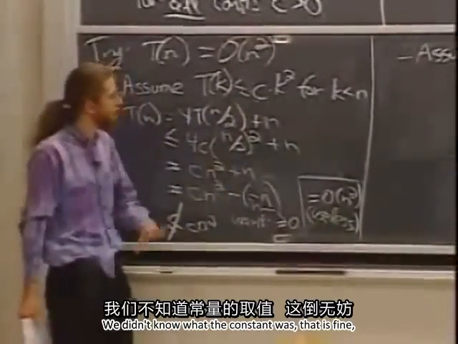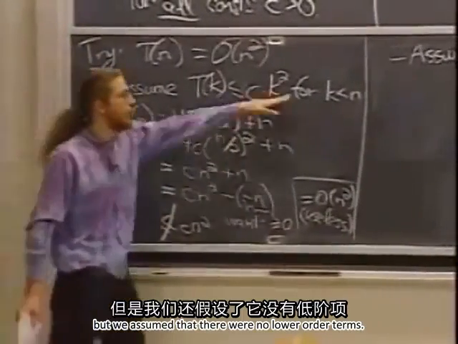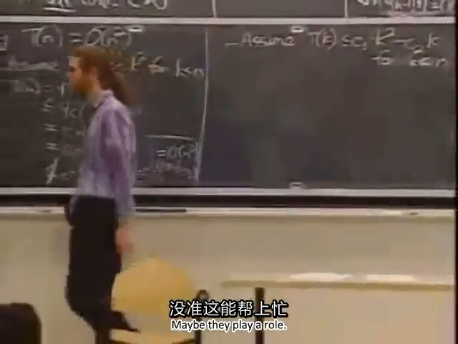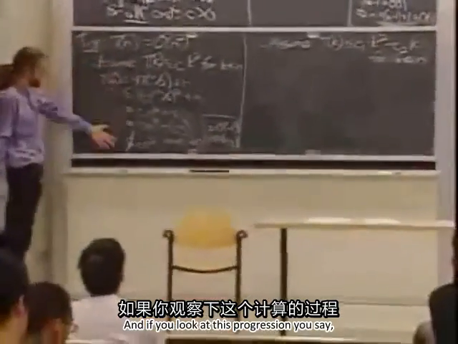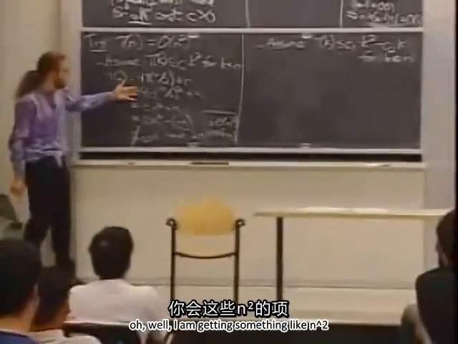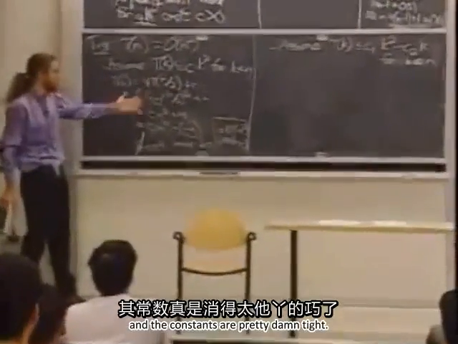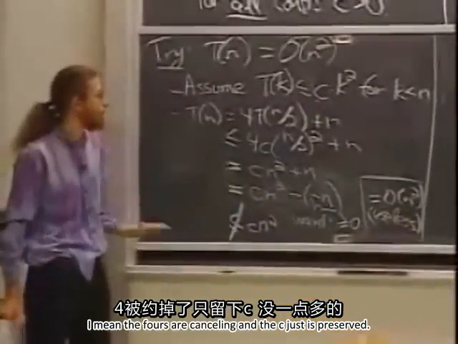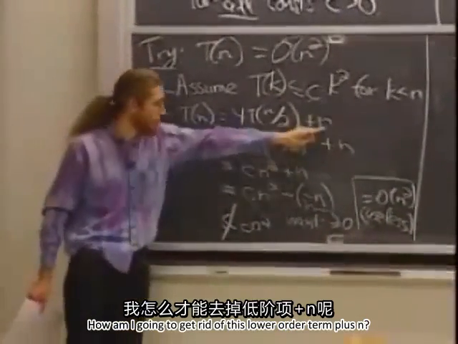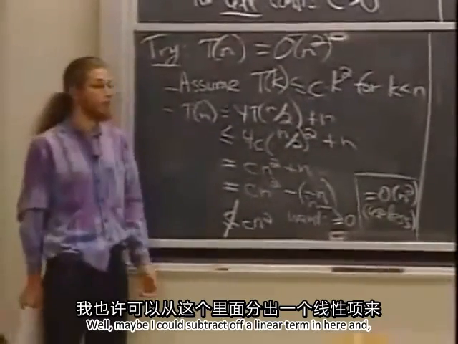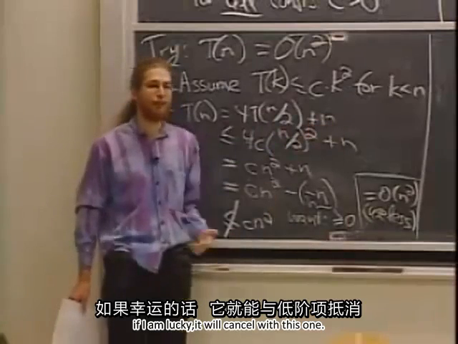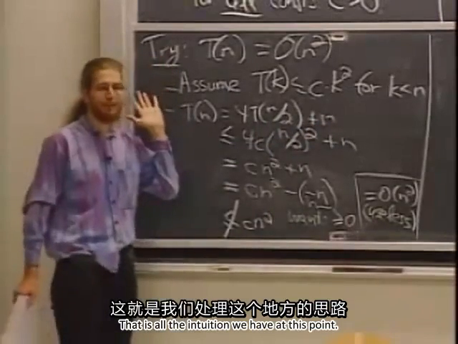We didn't know what the constant is. That's fine. But we assumed that there were no lower order terms. I want to look at lower order terms. Okay, maybe they play a role. And if you look at this progression, you say, oh, well, I'm getting something like n squared, and the constants are pretty tight. I mean, the 4s are canceling. The c just is preserved. How am I going to get rid of this lower order term plus n? Well, maybe I could subtract off a linear term in here, and if I'm lucky, it'll cancel with this one. Okay, that's all the intuition we have at this point.